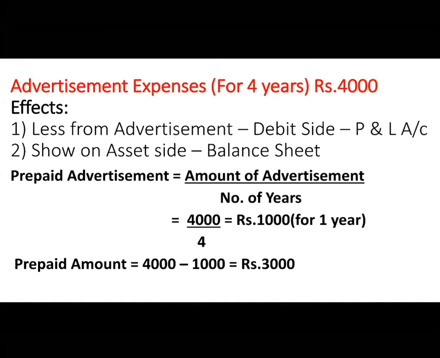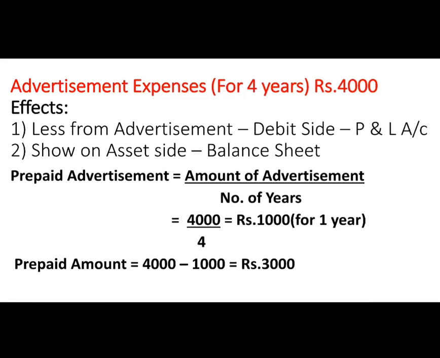Now our accounting year is basically for 1 year. But here it is clearly mentioned that whatever amount is given, it is for 4 years. So first of all, what you have to do is find out the amount for 1 year if 4 years is there. What will the calculation be then? It will be amount of advertisement divided by number of years.